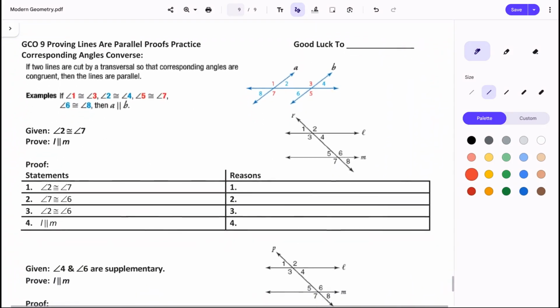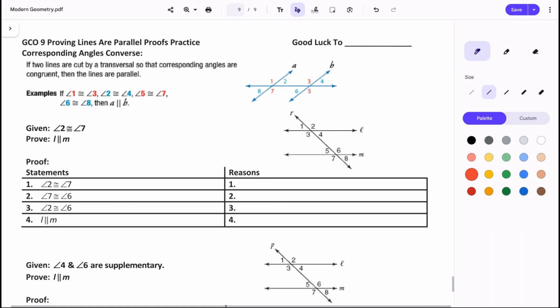We're going to be right on the next page here. And we're going to still talk about proofs, but they're going to look just a little different than yesterday because of how they're giving us the given and the proof statement.